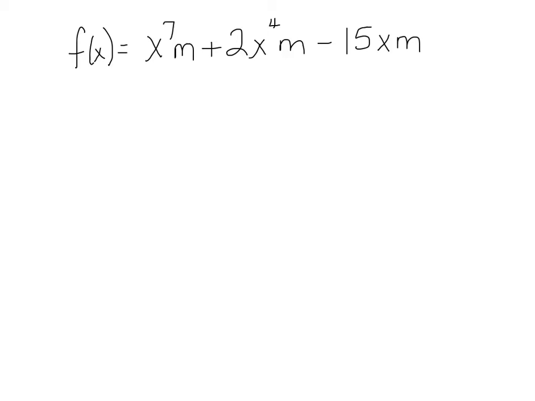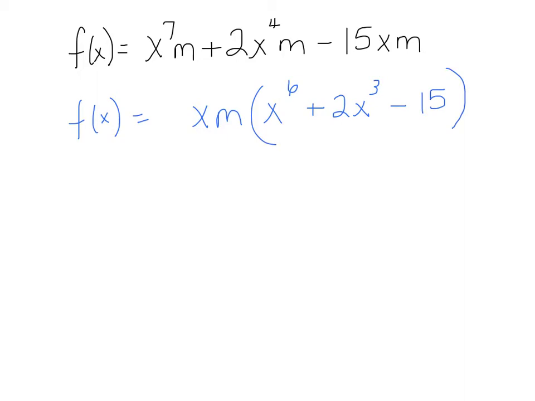Here's a fun one. First of all, you definitely want to factor out any common factors. So when I start this, they all have an m, so I'll take it out, and they all have at least an x. So if I take an xm out, that's going to be x to the sixth plus 2x to the third minus 15. Boom. So this is not to the fourth, this is to the third, which is kind of interesting.